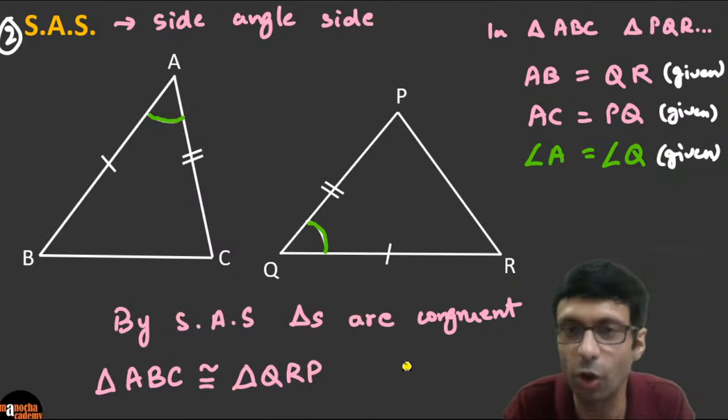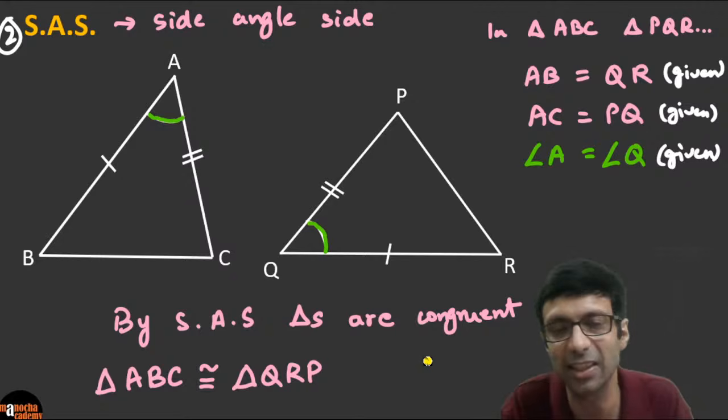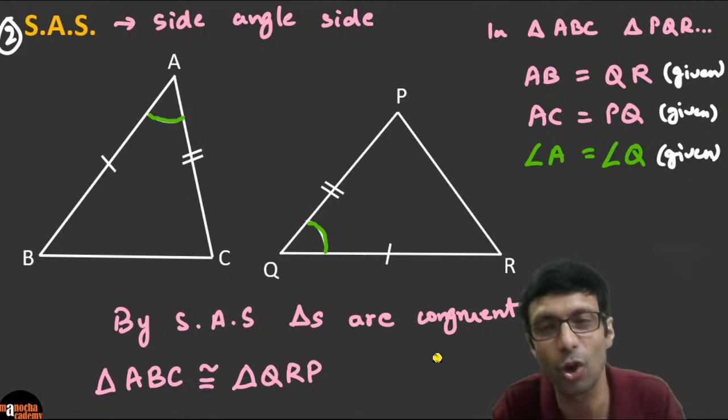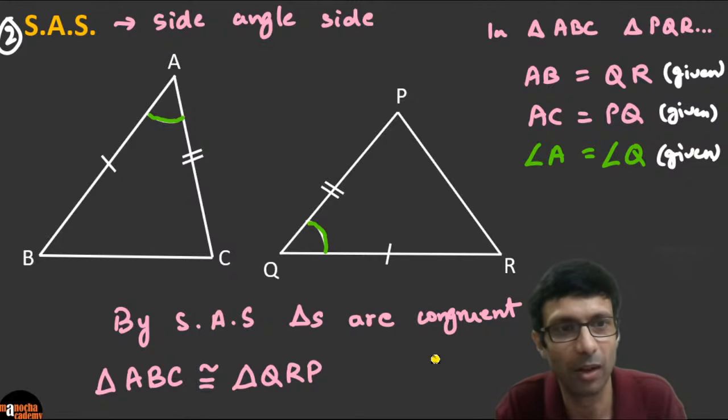By this, we know these are congruent, so the remaining parts, the remaining angles and the sides are going to be equal because the triangles being congruent means they're basically equal. They are the same. Okay?